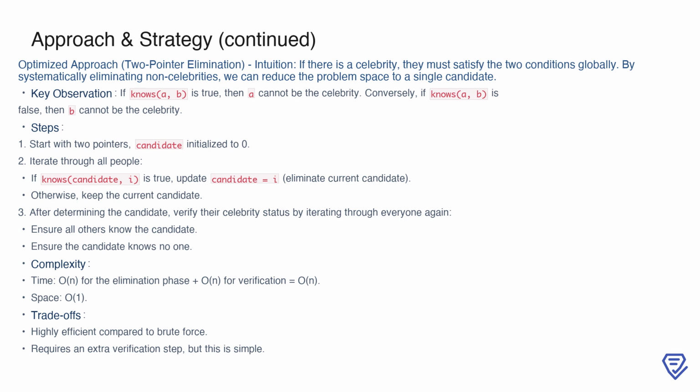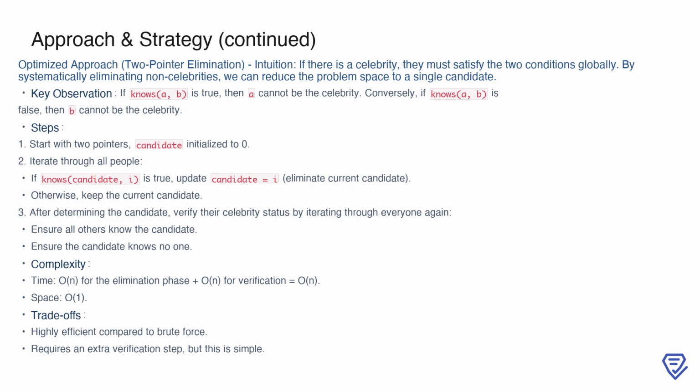The key insight here is that we can systematically eliminate people who cannot be the celebrity based on the knows relationship. If person A knows person B, then A cannot be the celebrity. On the other hand, if A does not know B, then B cannot be the celebrity.